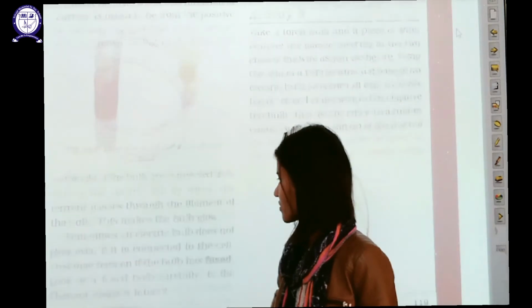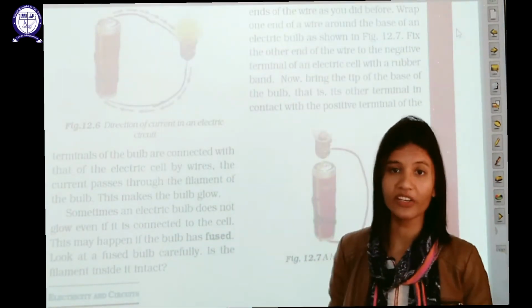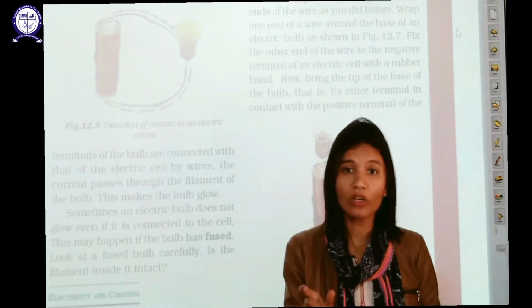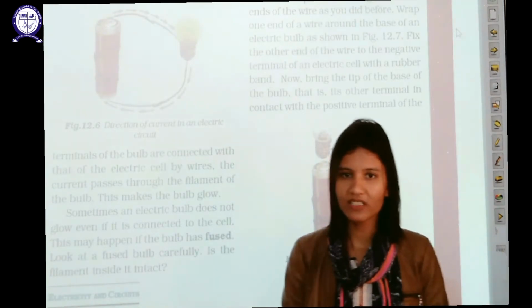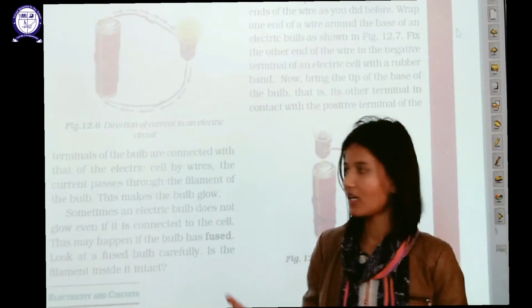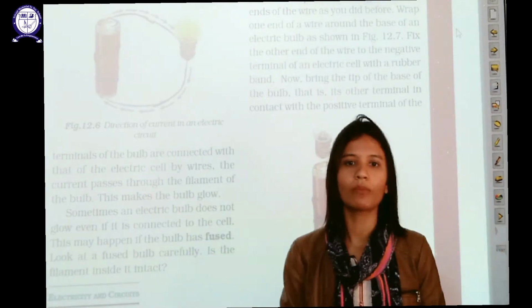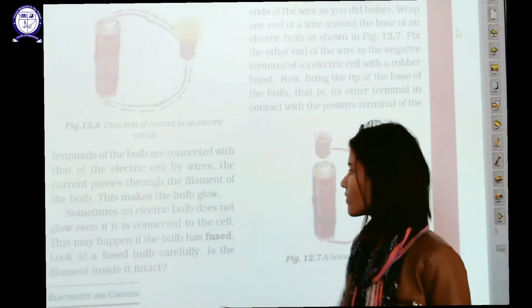Sometimes an electric bulb does not glow even when it is connected to the cell. In that condition, we can say that the filament is broken and your bulb is fused. Even though your circuit is complete, your bulb is still not glowing because it is fused. How can we say that a particular bulb is fused? We can say that because the filament is broken, okay.